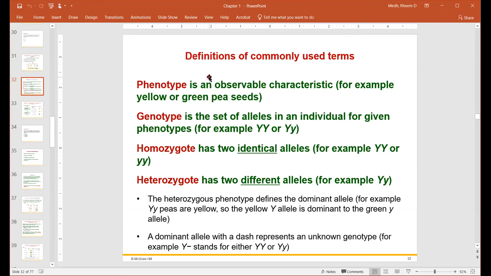Sometimes we are used to writing it like this, which means, and we say yellow, which means that there is any option. There are multiple options for this dash. It could either be big Y, or it could be big Y, little y. Either one will give you the yellow, right? Can you all see that? Okay. Everybody got it? So let's move on.